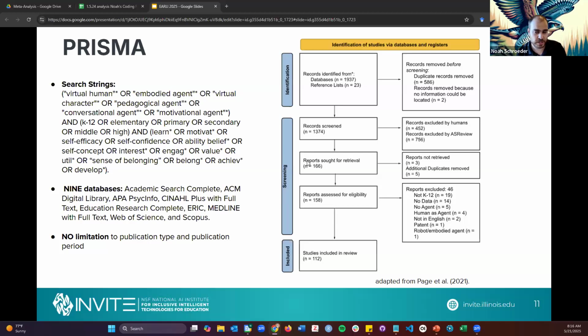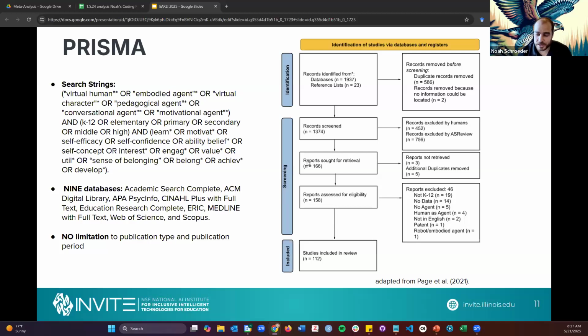Third, this is where we're trying to isolate our outcomes. Now, we had two main outcomes that we wanted to identify in the beginning. One was focused on learning. The second was motivation. And the reason you see all of these different constructs here for motivational constructs is because we had a specific set of theories that we had pulled out of the pedagogical agent literature, and we were trying to capture all of the words that were common within those theories. And that's how we ended up there. We searched 9 different databases, and we had no limitation to the publication type or the publication time period. So we were looking for studies from all time.